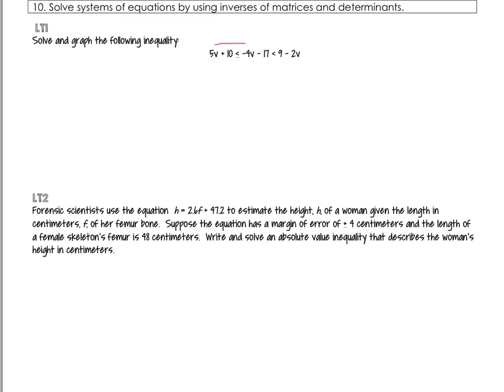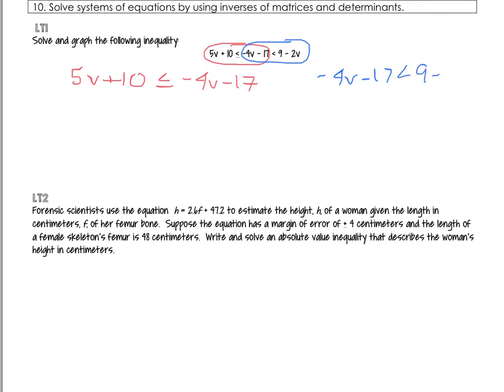First off, we're going to break it out with our left-hand side and our middle, so we have 5v plus 10 is less than or equal to negative 4v minus 17. I'm also going to have a second scenario where I have that middle piece with our right-hand side. So negative 4v minus 17 is less than 9 minus 2v. I'm now going to solve both of these individually, and then I'm going to solve and graph them.